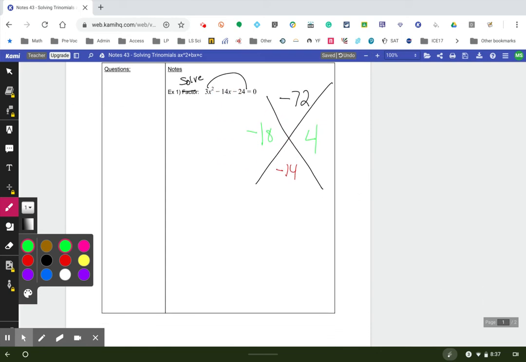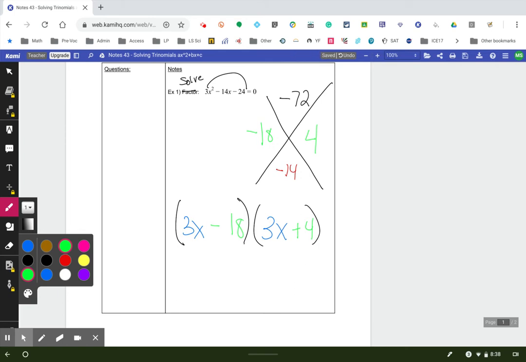So what we're going to do is drop this into our parentheses. And if you remember from the last section, this always goes in front without the squared. So we have 3x and 3x. And then you drop your factors in behind those. So negative 18 and positive 4.